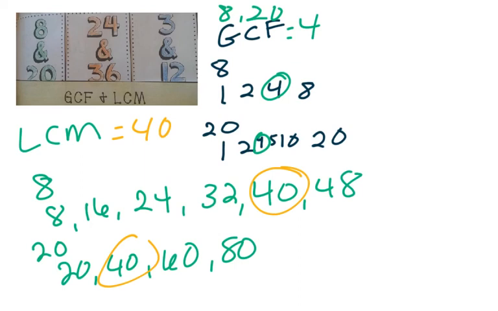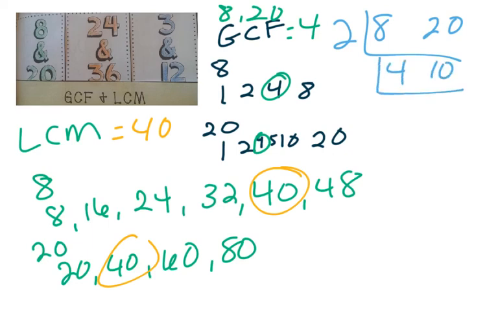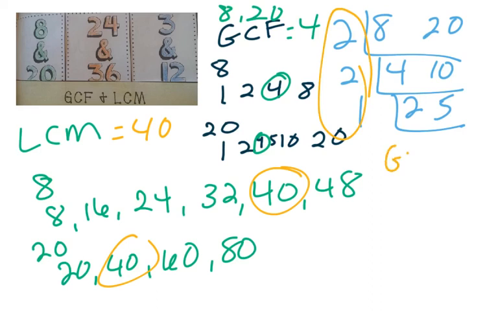Okay. So let's go 8, 20. What goes into both? 2. 2 goes into 8 4 times. 2 goes into 20 10 times. Okay, what can I use again? Oh, let's go with 2 again. 2 goes into 4 twice. 2 goes into 10 5 times. I'm 1 and done. Okay, my greatest common factor is going to be 2 times 2, which is equal to 4, which is what we got the first time.